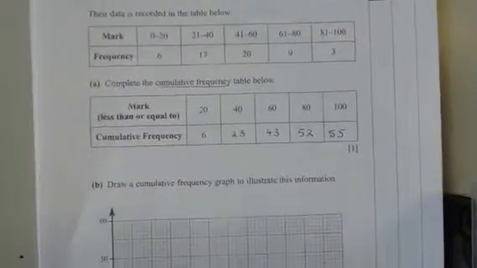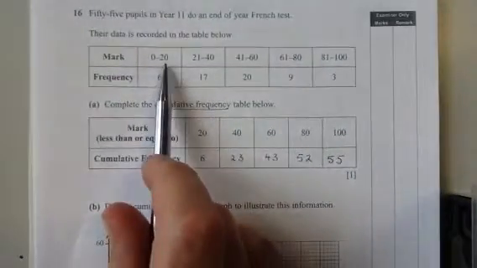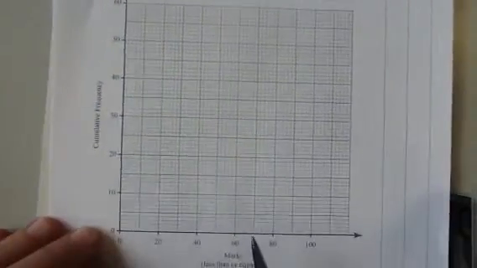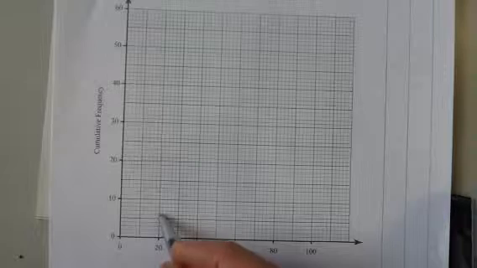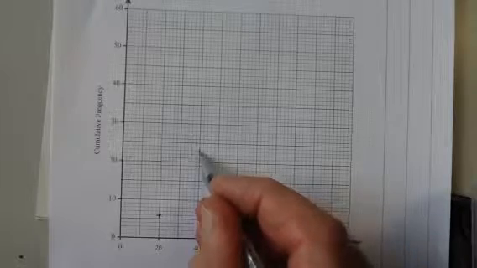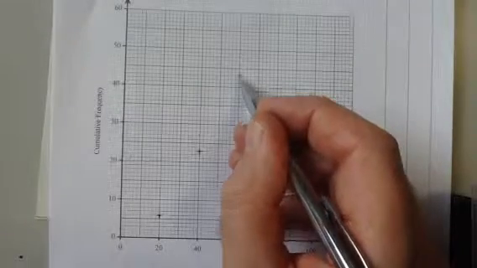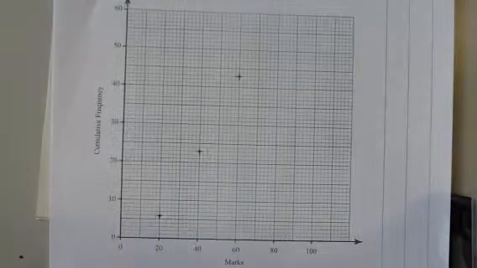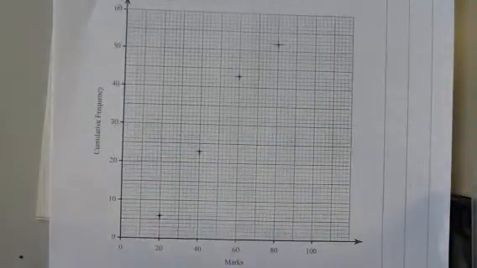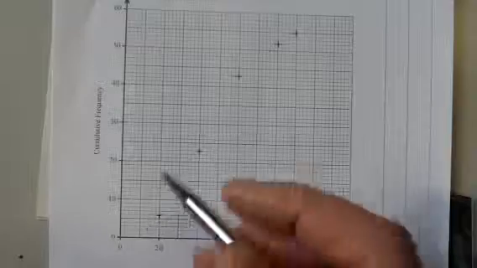So next we're asked to draw a cumulative frequency curve to illustrate this data. So what we've got to do is, it's always the top mark in each group that we plot against the cumulative frequency. Okay, so we'll go down here, they've got us a scale. So above 20 we go to 6, above 40, 23, that's a lovely scale, 1 square to 1, so it's very easy to do. 60 is 43, 80 is 52, and 100 is 55.